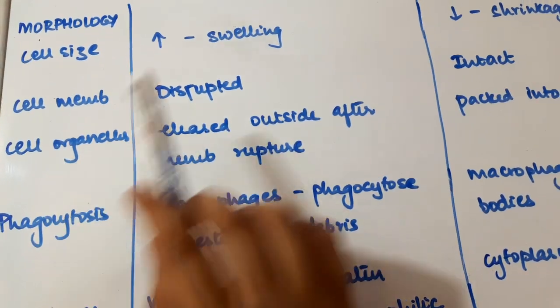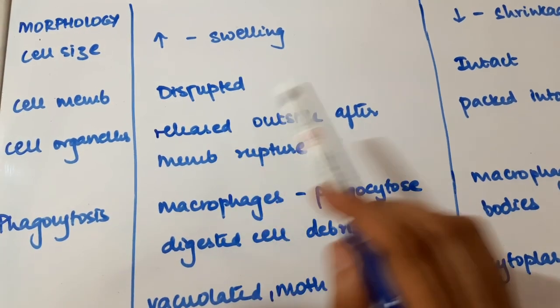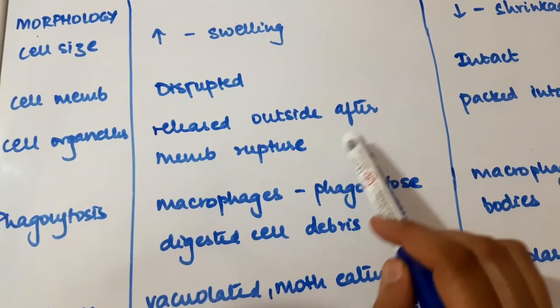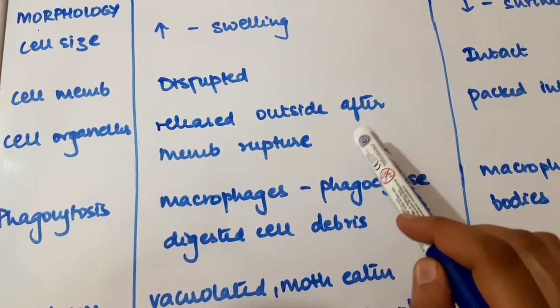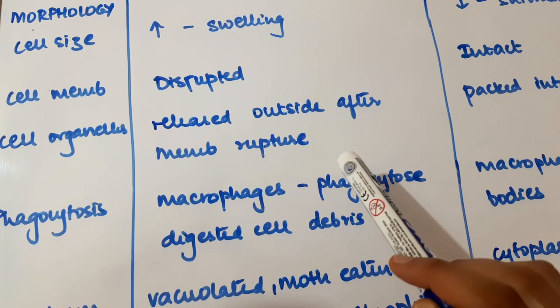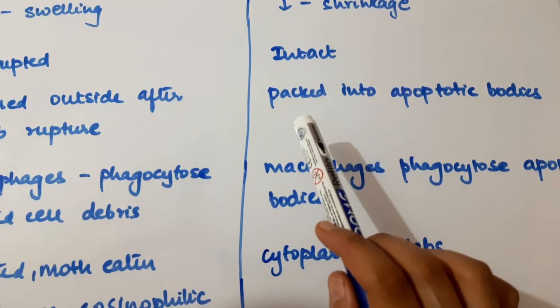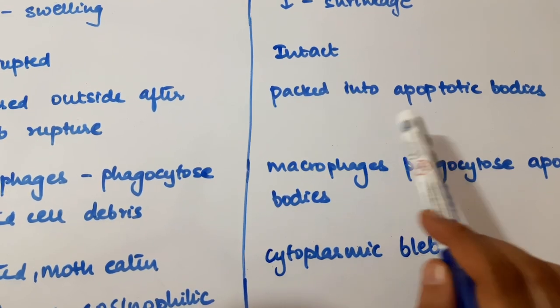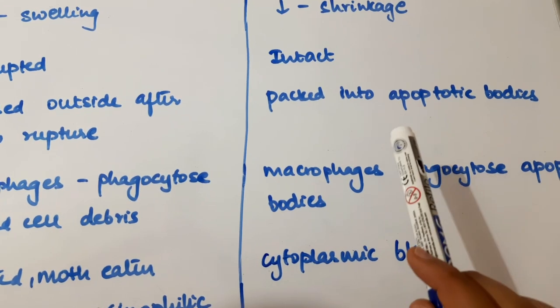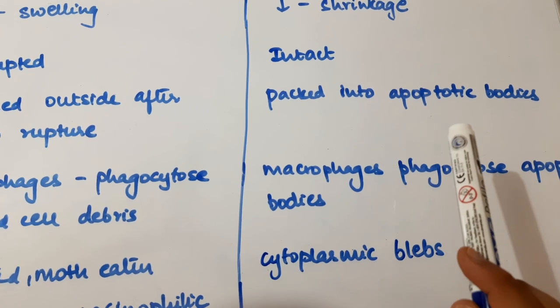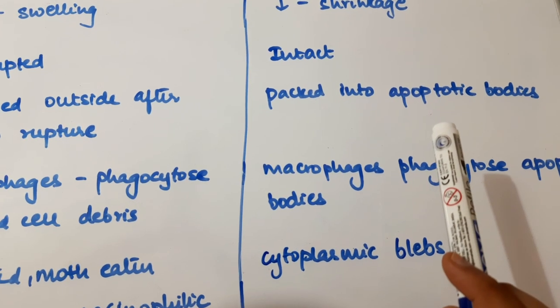Cell organelles in necrosis are released outside after the membrane is ruptured. So after the cell membrane gets ruptured, the cell organelles are released outside. Whereas in apoptosis, the cell organelles get packed into small apoptotic bodies. One example of which you might know is Councilman bodies, which are seen in hepatitis C.